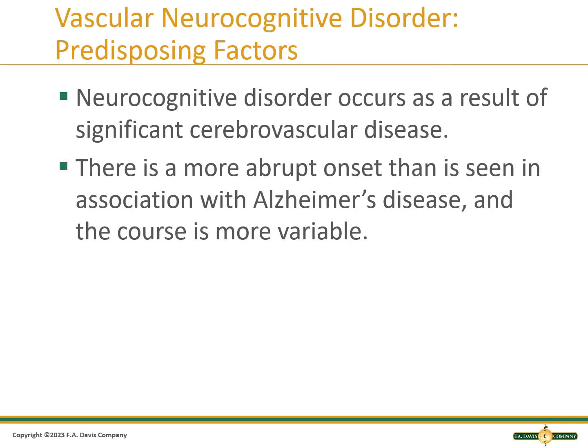Okay, in vascular neurocognitive disorders, there is significant cerebral vascular disease, impaired blood flow in the brain, and then intelligence decreases. It differs from Alzheimer's in that it has a more abrupt onset and runs a very variable course. Progression usually occurs in steps rather than a gradual deterioration.